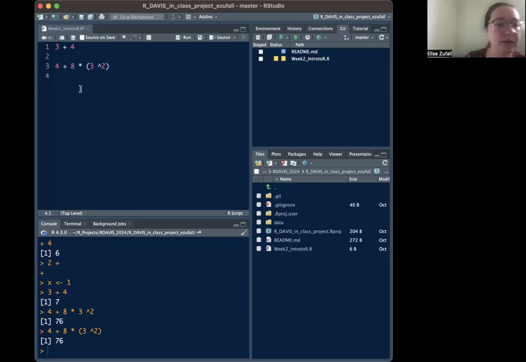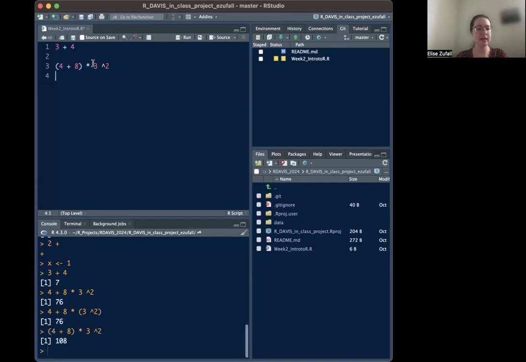And then, of course, if you want to override the order of operations, you could tell R, actually, I don't want you to evaluate the 8 times 9 first. I want you to do this instead. And you can force a different order that R will do things in by using parentheses, just like you would on a graphing calculator. Okay, so be kind to yourself and use parentheses to help make your code more readable.